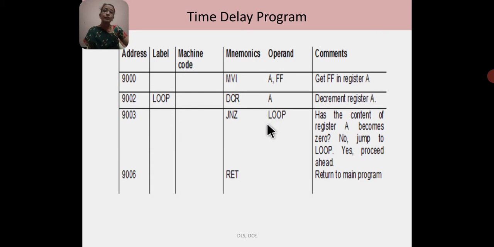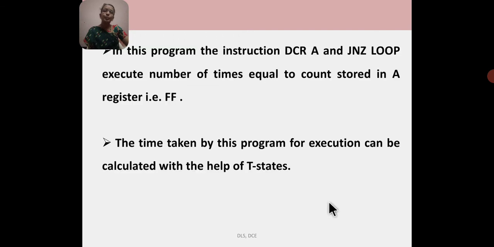If the content of the accumulator becomes 0, then it executes the next instruction. If the content of the accumulator is not 0, then it goes to the loop label and it again executes the instruction decrement A. So RET will return to the main program.